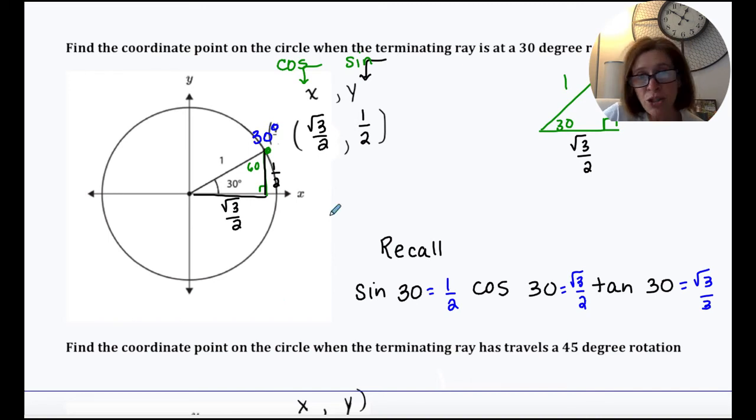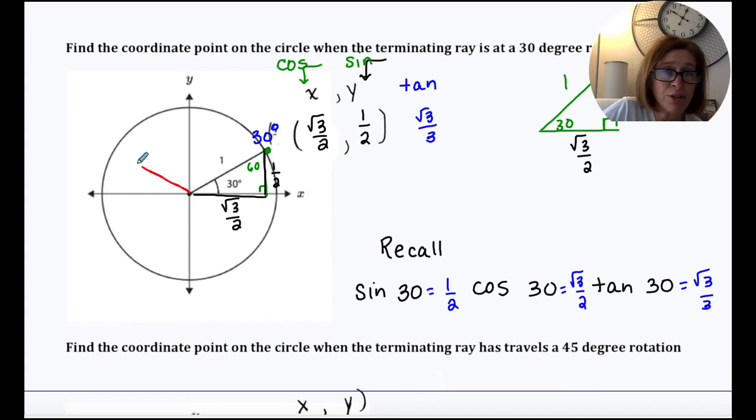Now, I also want us to write the tangent on the outside. So we're going to write the tangent as root 3 over 3. So we're getting used to these values. Now, what's really cool about this is I can actually reflect that triangle into quadrant 2. If I reflect it into quadrant 2, then the only thing that's going to change about the coordinate is the x is going to become negative, because x's are negative in quadrant 2.